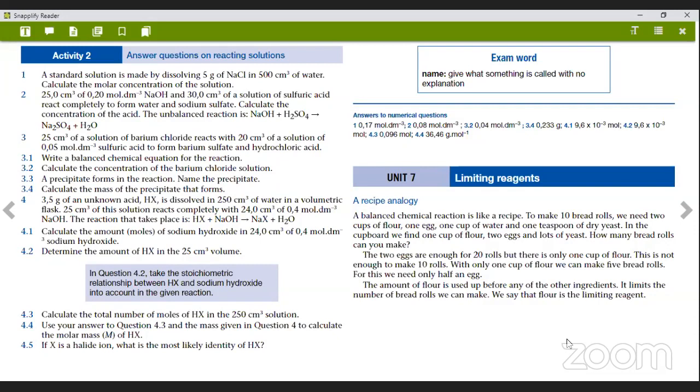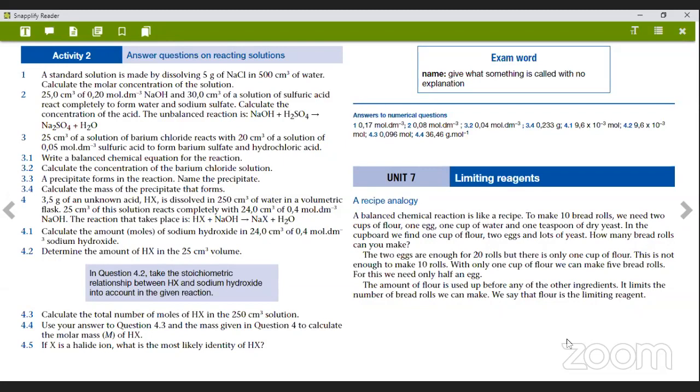They say 25 cm cubed of 0.2 mole per dm cubed of NaOH and 30 cm cubed of a solution of sulfuric acid react completely to form water and sodium sulfate. Calculate the concentration of the acid. Okay, the unbalanced reaction is this one as follows. Okay, so what are we looking for here? They're looking for the concentration of the acid.